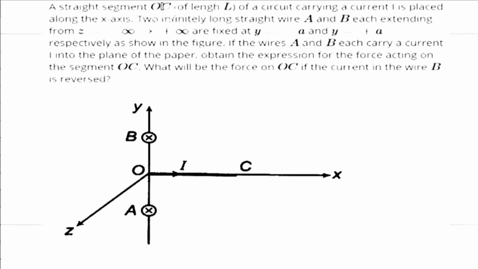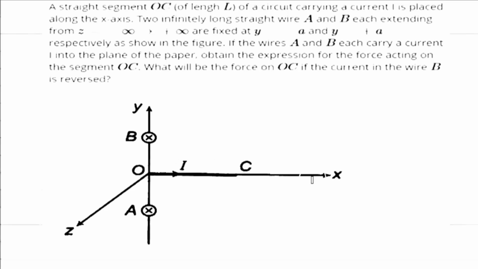A straight segment OC of length L of a circuit carrying current I is placed along the x-axis. Two infinitely long straight wires A and B, each extending from z equals minus infinity to plus infinity, are fixed at y equals minus a and y equals plus a respectively, as shown in the figure.